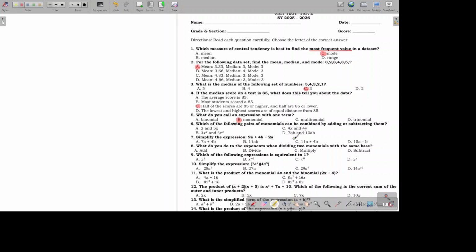And letter D, 7ab and 10ab, yes, this is indeed the answer because they are like terms. It doesn't matter how many letters there are, so long as they are the same letters with the same exponents, then they are like terms.